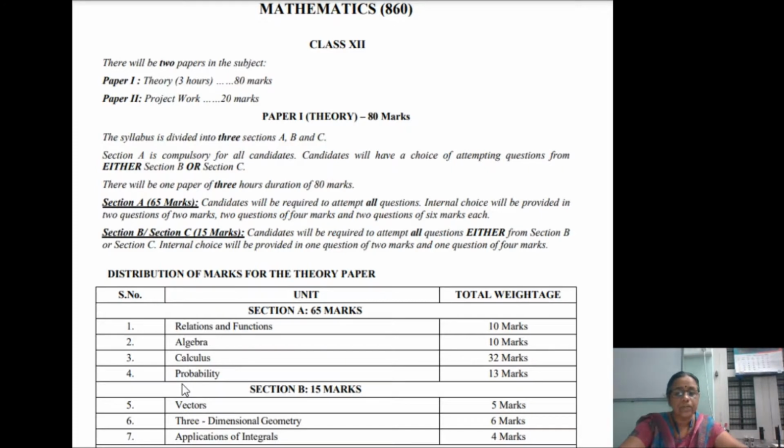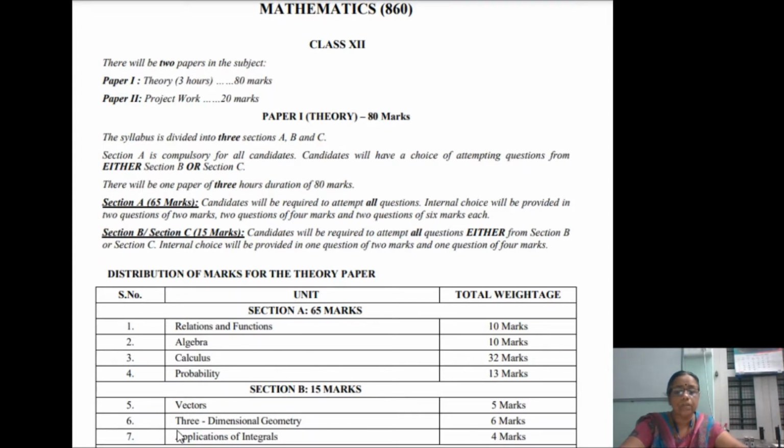Dear children, we are starting with the section on Section B. You know that according to our syllabus, we have Section B for 15 marks, where we have to cover three chapters, that is vectors, three-dimensional geometry, and application of integrals.